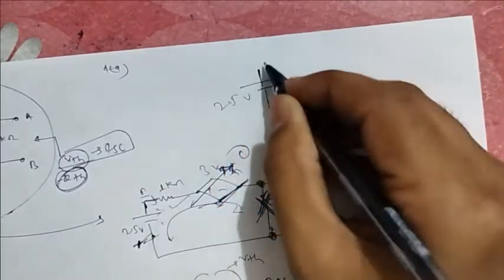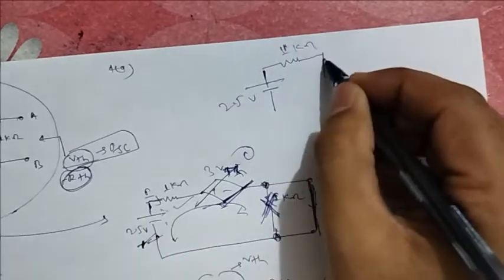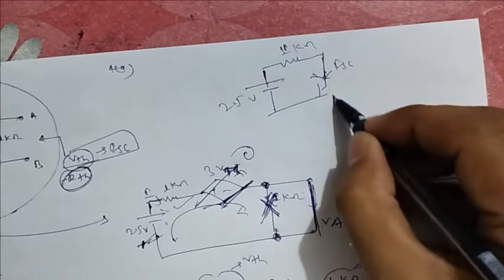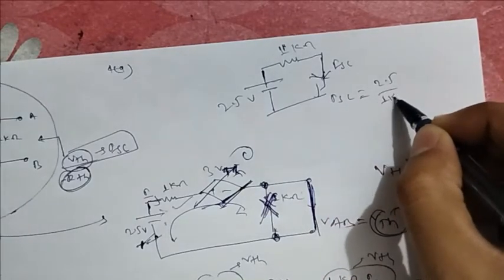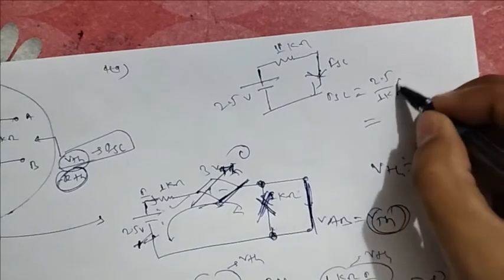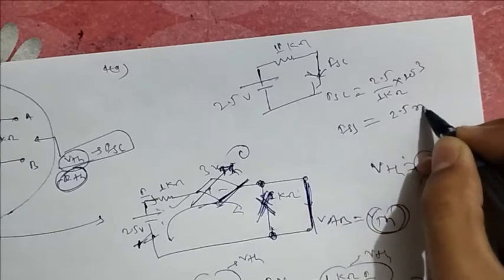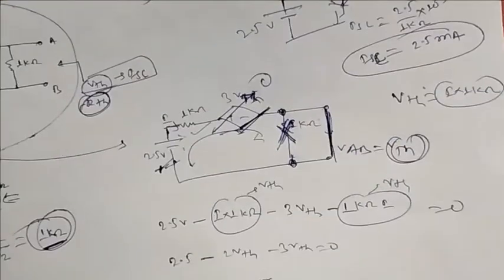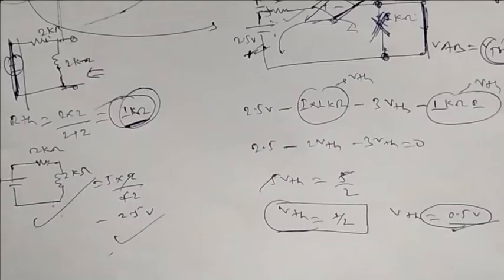This is 2.5 volt and this is your 1 kilo ohm, and this is the current that is flowing, ISC. ISC will be 2.5 by 1 kilo ohm. Now this is 10 to the minus 3. ISC will be 2.5 milliampere. Now this is the ISC we have calculated. Now we are going to calculate the RThevenin.